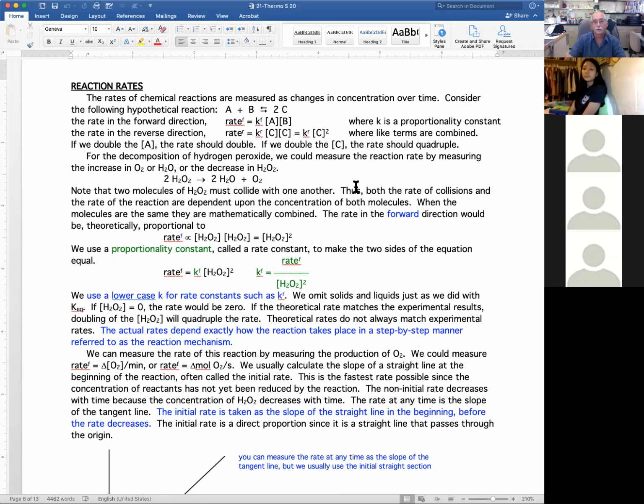So how do I get the rate constant? Well, what I do is I measure the rate at a given concentration. Here are the concentrations. And how do I get that rate constant? It's simply the mathematical definition of that. So that's where the rate constant comes from. It has to be measured. It's really nothing more than a proportionality constant. And we always use a lowercase for rate constants because we always use an uppercase for equilibrium constants.